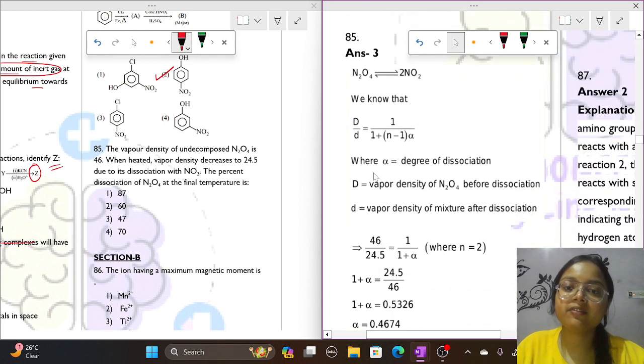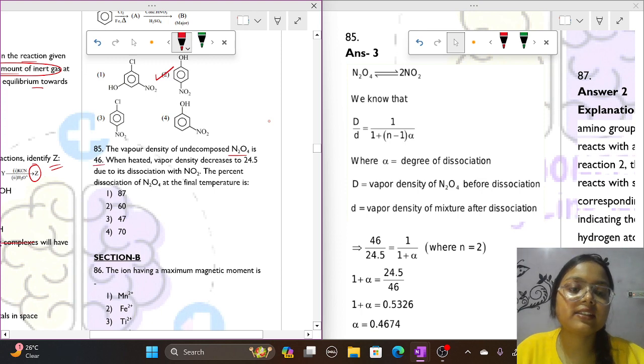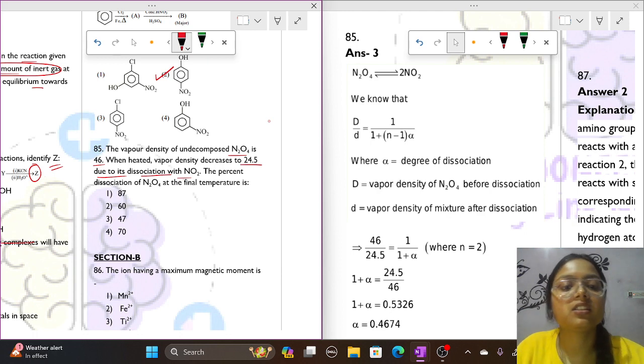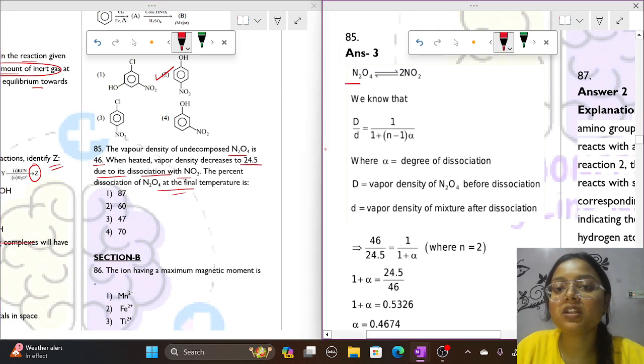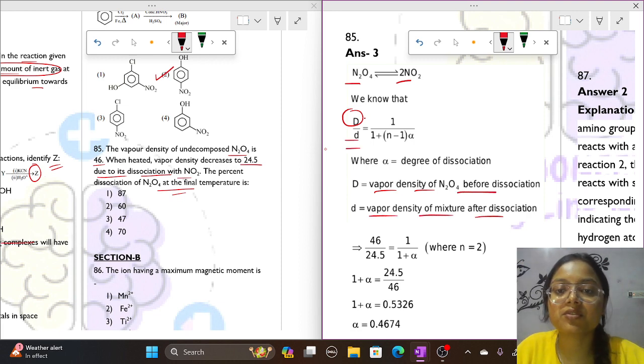Question number 85. The vapor density of the undecomposed N2O4 is 46. When heated, the vapor density decreases to 24.5 due to its dissociation into NO2. Find the percentage of dissociation of N2O4 at the final temperature. We know that N2O4 reversibly gives 2NO2, and the vapor density ratio, capital D by small d, is the vapor density of N2O4 before dissociation by the vapor density of the mixture after dissociation, which is 1 plus (n minus 1) alpha.